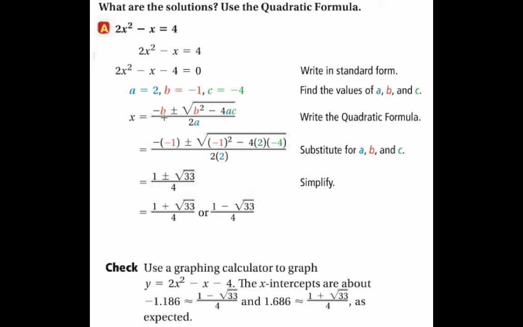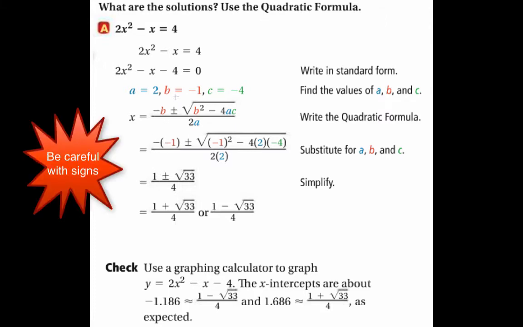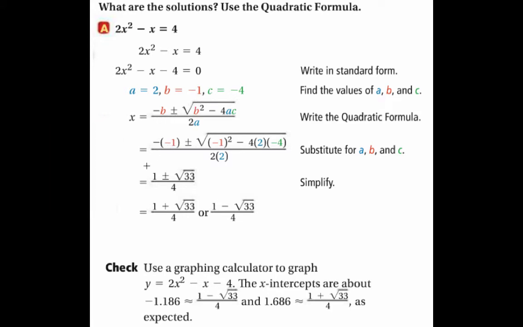Notice here with the -b on the quadratic formula, what's going to happen is whatever value you plug in for that b, the result is going to be a sign change on that value. So when b is -1, after we substitute in that -1 here, the result's going to be a positive one. So, be careful with that sign there.